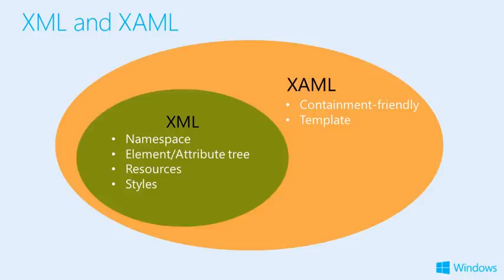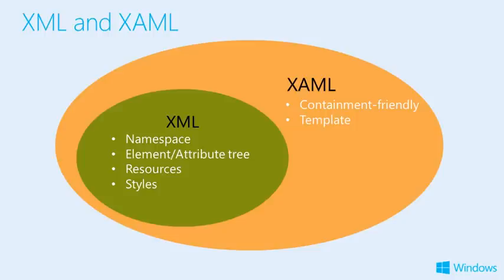You can also treat the XAML structure as an element-attribute tree. Each control is a XAML element and each property is a XAML attribute. XAML can also define resources and styles, which can be referenced in the same scope. XAML, however, is more flexible than XML in Android.